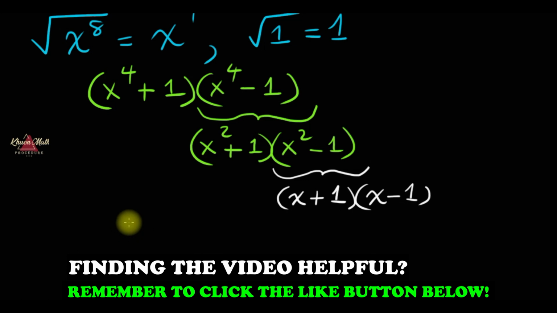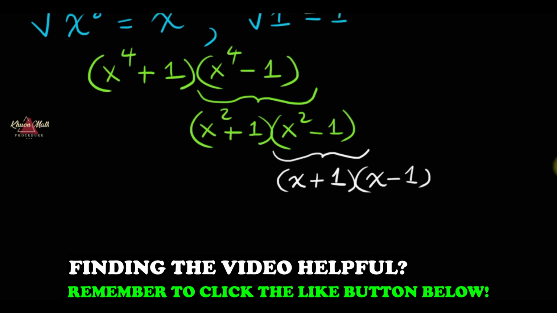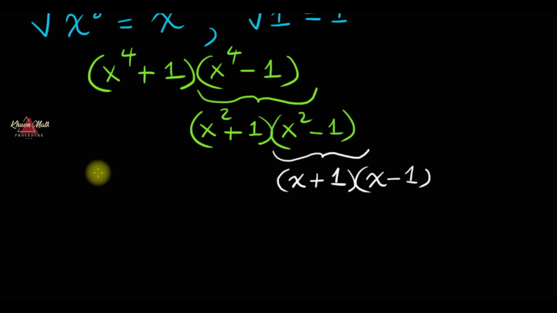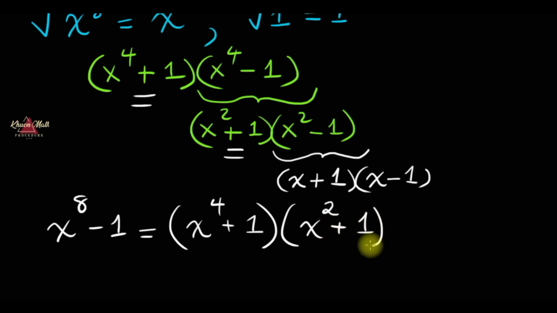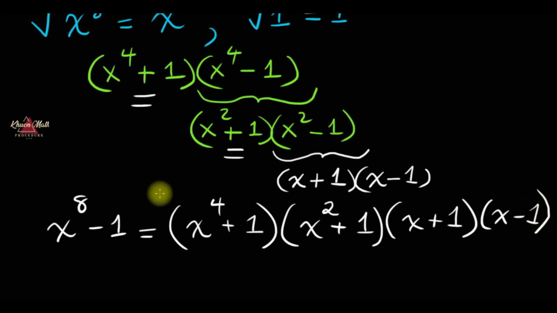All right, so to sum this all up, if we were to factor x to the 8th power minus 1, and we have to list all the factors, it's going to be x to the 4th plus 1, and then you have x squared plus 1. Okay, so here's your x to the 4th plus 1. Here's your x squared plus 1. And then you have the last two factors, which are x plus 1 times x minus 1. So these are all the factors of x to the 8th power minus 1.